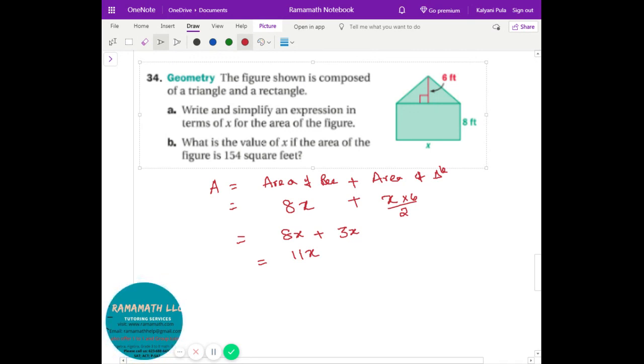Now it asks, what is the value of x if the area of the figure is 154 square feet? The area is given to you now. So area is 154, I'm going to write it down. That means 154 equals 11x. We just learned it: whenever you have multiplication, you do the opposite. So 11 is multiplied, which means you divide by 11 on both sides. When you divide by 11, you get the answer for the problem.